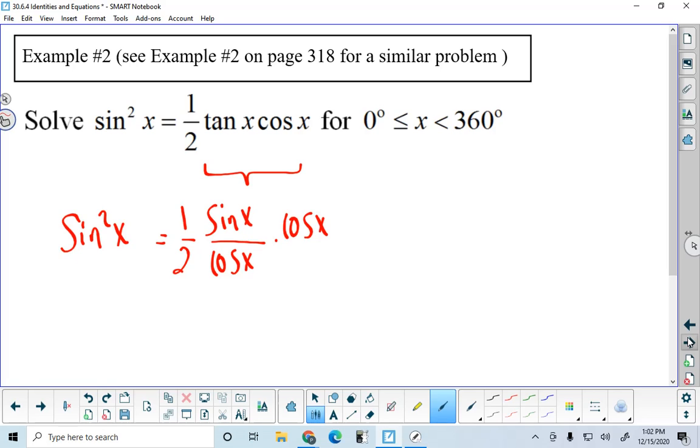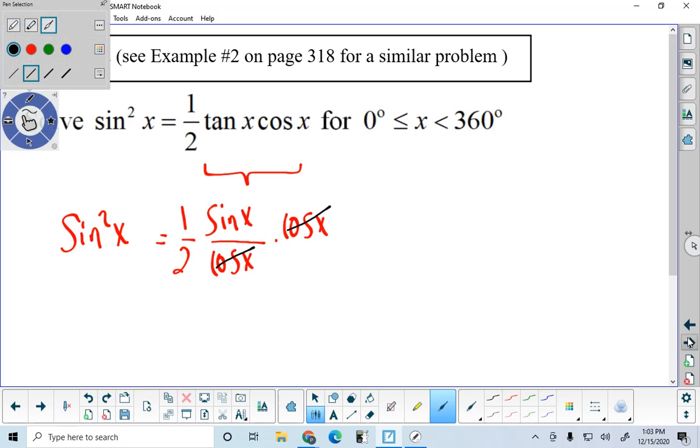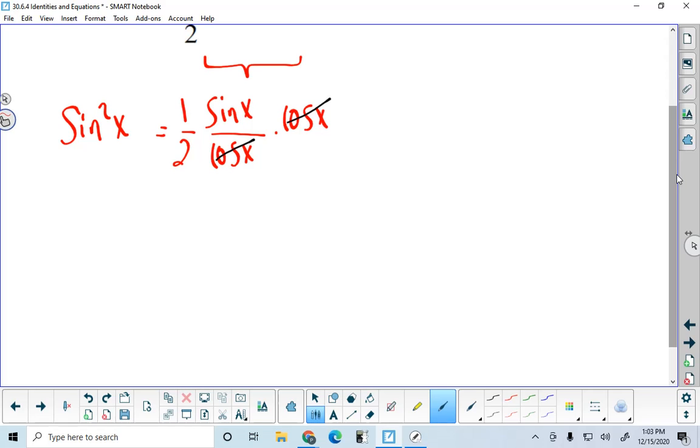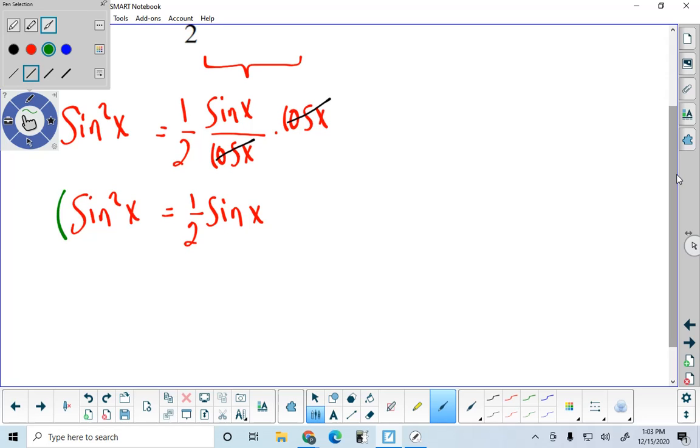And if we replace tan of x with sine over cos, what happens in this equation is that the cosine cancels with the cosine, and we are left with sine squared of x equals 1/2 sine of x, which, I don't like fractions, so let's multiply both sides of this equation by 2.